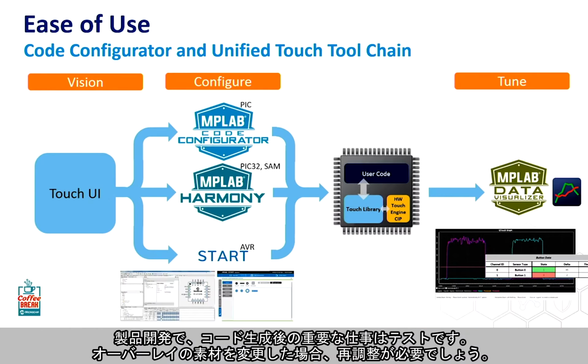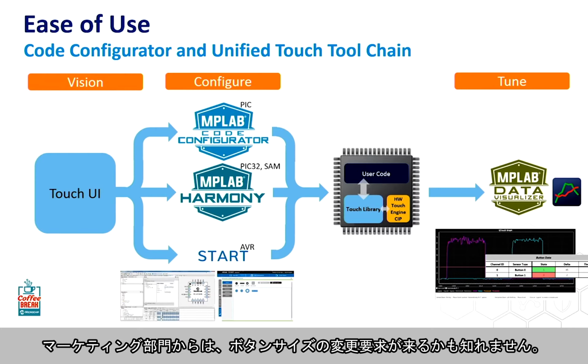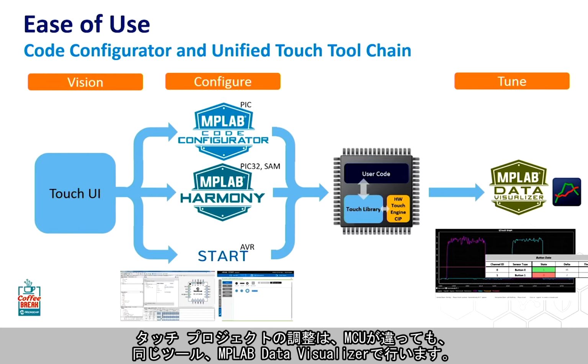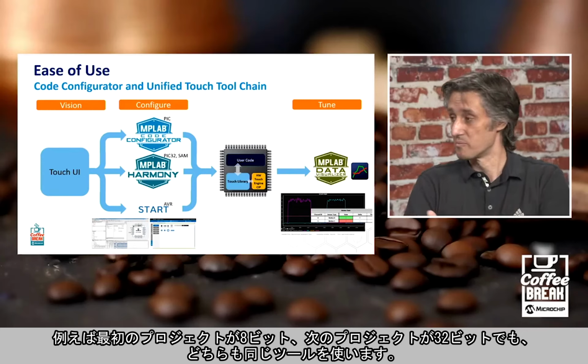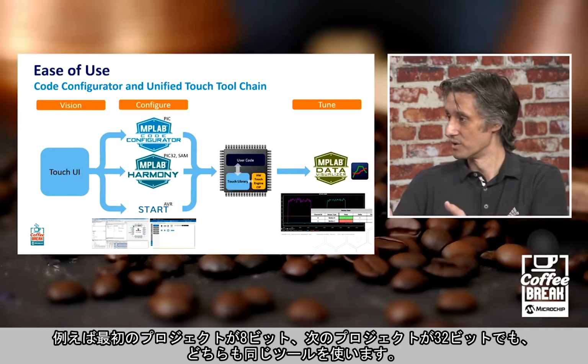The overlay will change from one plastic material to the other. You might have to retune buttons. Sure. Some marketing guy tells you the button needs to be bigger or smaller, all of these real-life things. Right. And the tuning of your touch project, regardless of which MCU you are working on, will be done with the same set of tools. It's MPLAB Data Visualizer. Meaning, let's say your first project is on an 8-bit PIC and your next project is on a 32-bit. It would be the same tuning experience for both of them.